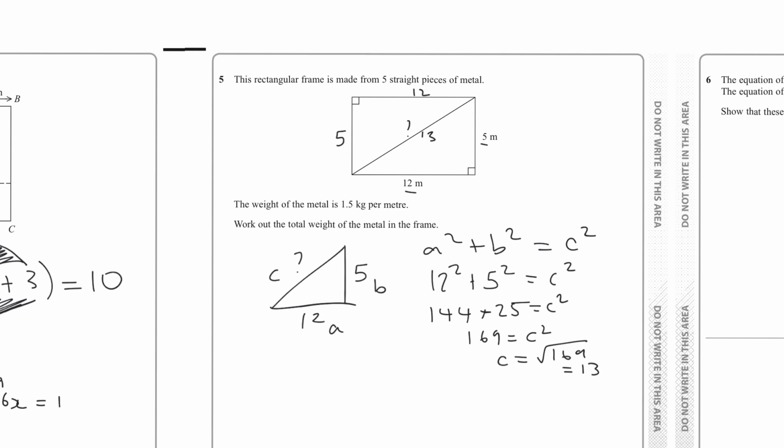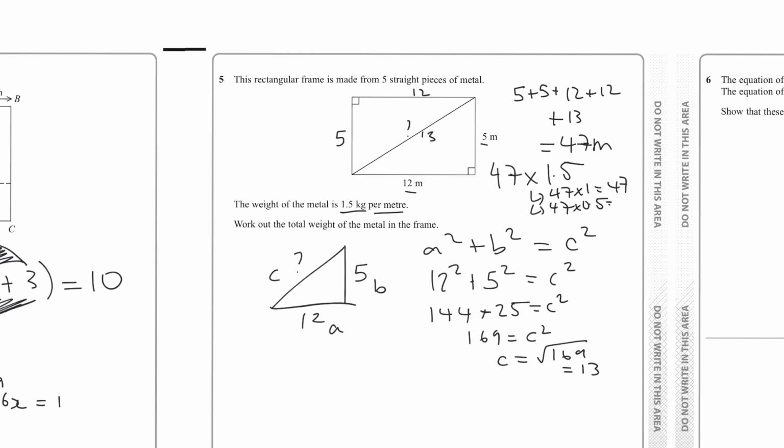We're going to add up all our lengths together, which is 5 plus 5 plus 12 plus 12 plus the 13, which is going to leave us with an answer of 47. Then in terms of working out the total weight, because it's 1.5 kg per meter and we've got 47 meters, we have to do 47 times 1.5. A way of doing this without your calculator is I would work out 47 times 1 first, which is 47, because anything times 1 is itself. Then 47 times 0.5, which is basically halving it, which would leave you with 23.5. Add those together, and that leaves you with a total answer of 70.5 kilograms. Okay, so I hope that made sense.